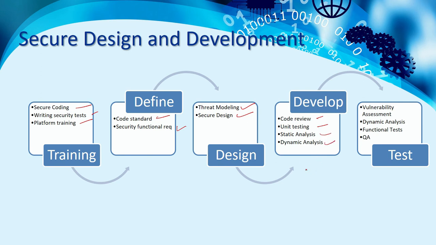So there are two concepts here. One is SAST, which is static application security testing in the development phase, and another is DAST, which is dynamic application security testing. So this happens during the development, and of course, the DAST can be done in the test phase as well. So in the test phase, we perform the vulnerability assessment, the dynamic analysis, and the functional test.